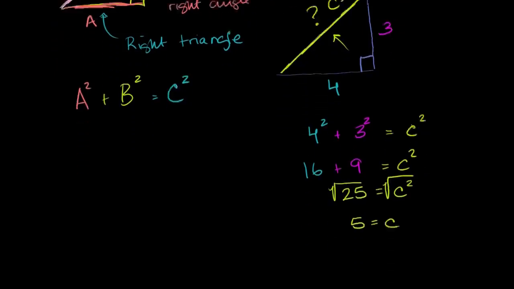So let's do another one right over here. Let's say that our triangle looks like something like this. And that is our right angle. Let's say that this side over here has length 12. And let's say that this side over here has length 6. And we want to figure out this length right over there.